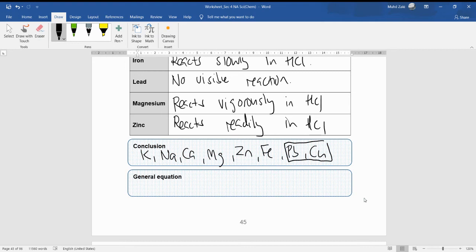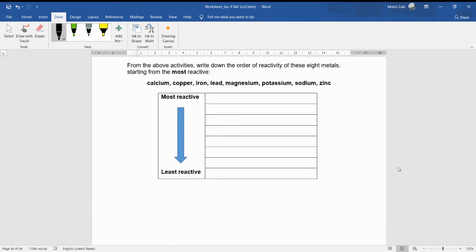Remember this order. So for the general equation, you have learned this before also in acid reactions. Metals when reacting with acid, what does it give you? Again, it gives you hydrogen, but it will also give you a salt. Remember, metal chloride. So, to conclude, these are the metals that you need to remember, the order: potassium, sodium, calcium, magnesium, zinc, iron, lead and copper. You need to remember this order for the reactivity series.